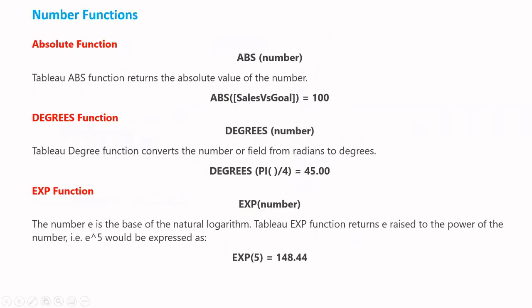So number functions, first one, the absolute function. What it does is, the absolute function returns the absolute value of the number irrespective of the sign. The degree function basically converts radians to degrees. And the exponential function, as we all know, is direct, like e power something. If you want to use that, then we can use the exponential function.